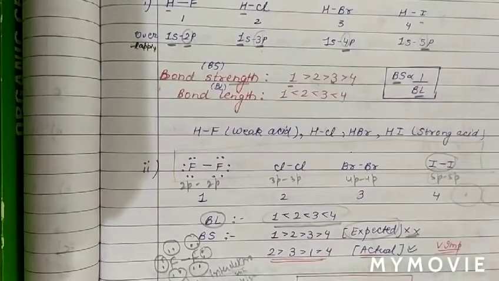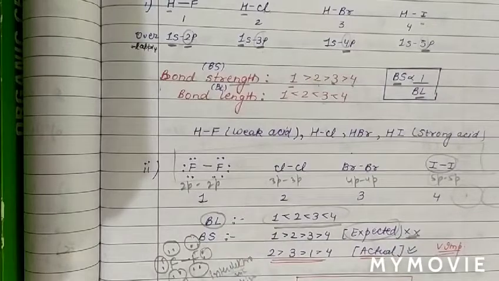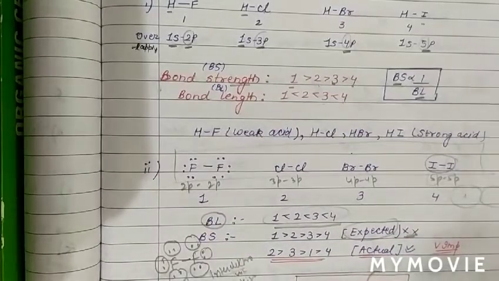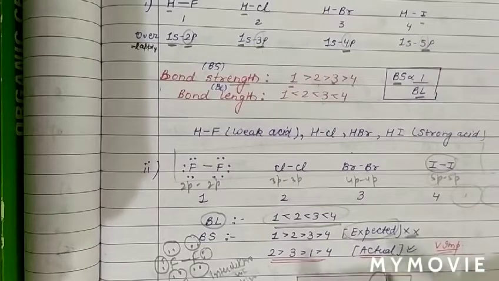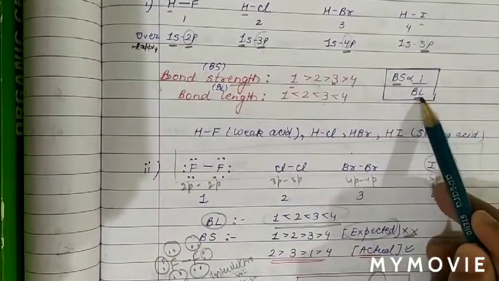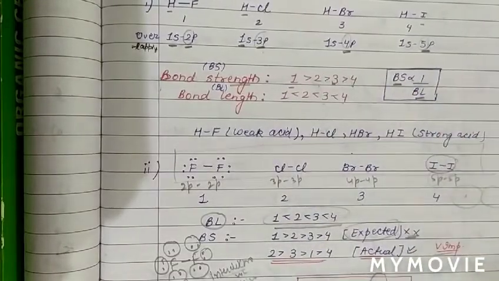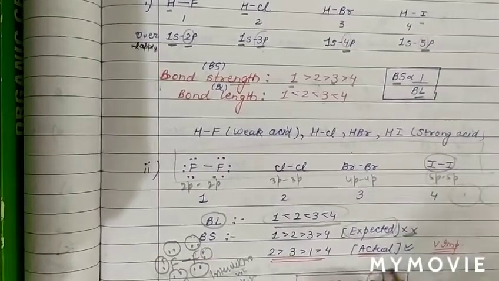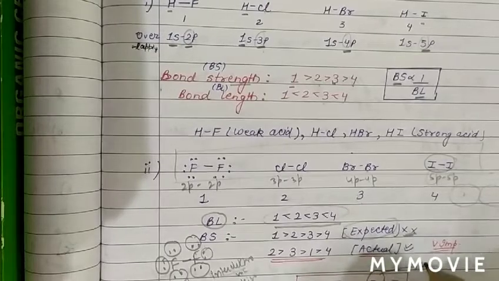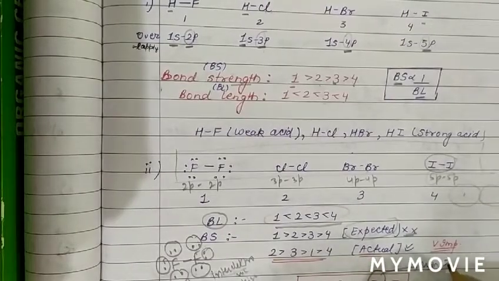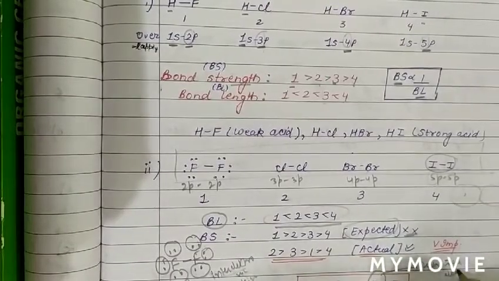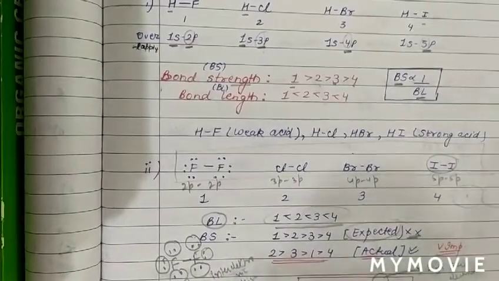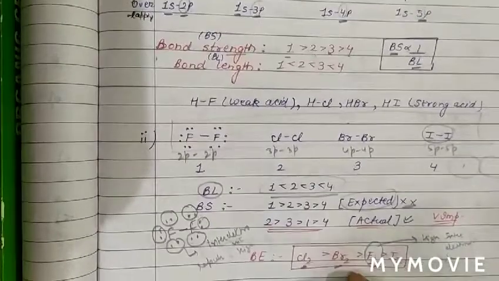So the correct order is the bond energy of F2. As per the direct bond strength and bond length order, F2 should come first, but fluorine comes after Cl2 and Br2. Why does F2 come after this? Due to high interelectronic repulsion. So the order is CBFI. You may learn this as CBFI.